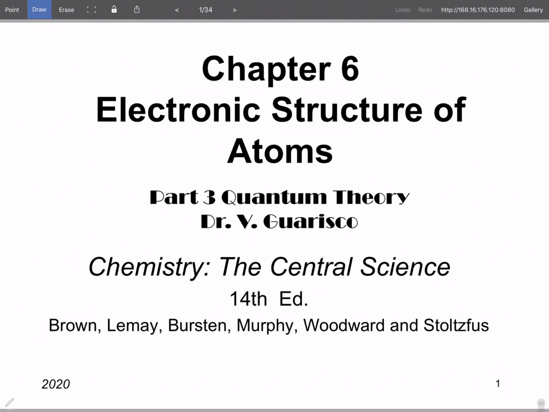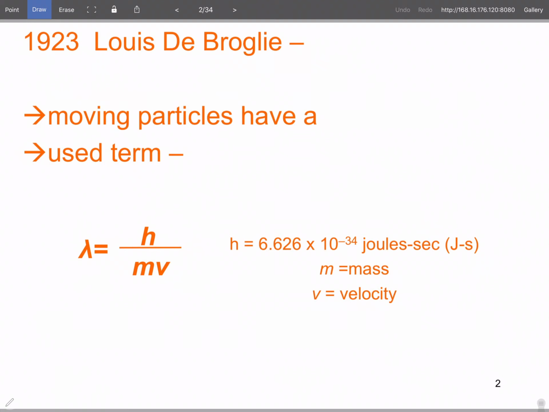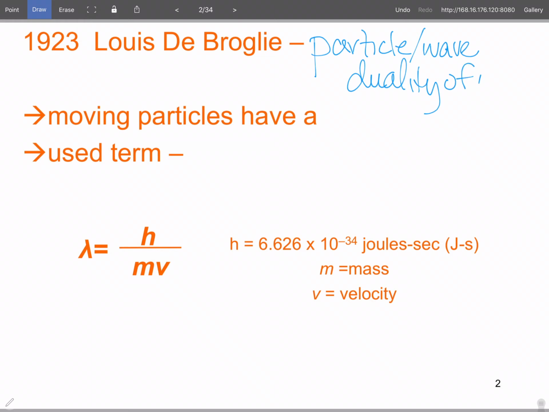Theory. So we're going to take the electromagnetic spectrum and the information we've learned about the electrons and the orbitals and take it a step farther. So in 1923, Louis de Broglie proposed the particle-wave duality of matter. Now, this was a huge step, duality of matter, because when you look at it, moving particles then have a wave nature, and they use the term matter waves.